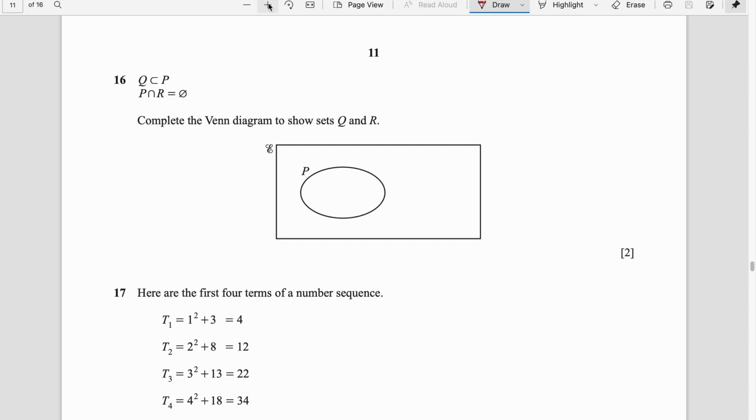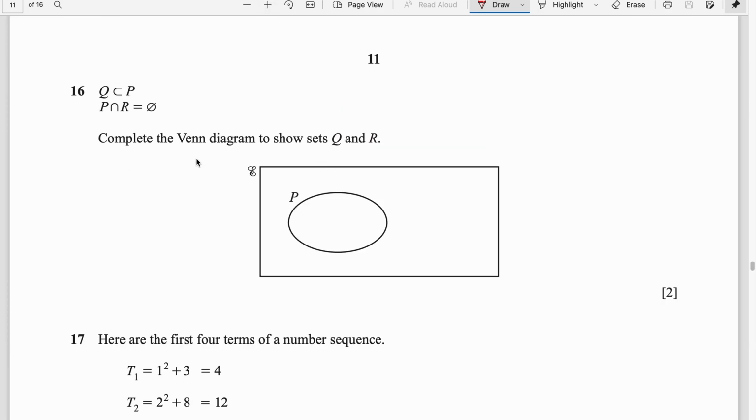Question number 16 is from sets. Complete the Venn diagram to show sets Q and R. Now you know that set Q is a subset of P and P never intersects R. So if it is not intersecting R, it is a null set. You place this right here. And it is a subset, so Q lies within P.